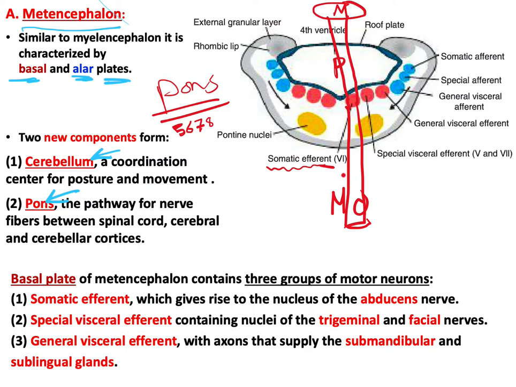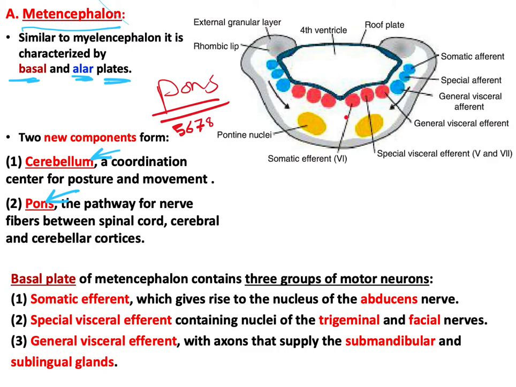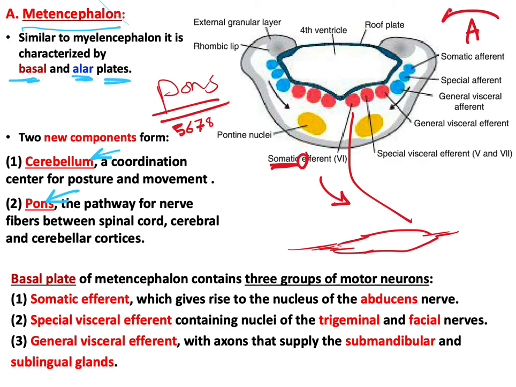These are motor columns. We call it the somatic efferent motor column. And similarly, also the special visceral efferent and general visceral efferent. When you say efferent, I'm trying to make it easier for you to remember. Somatic because it supplies skeletal muscle. Efferent because the motor neurons carry signals from the central nervous system to that muscle, so we call it efferent, carrying away from the central nervous system. Afferent is the sensation, carrying the sensation to the central nervous system.